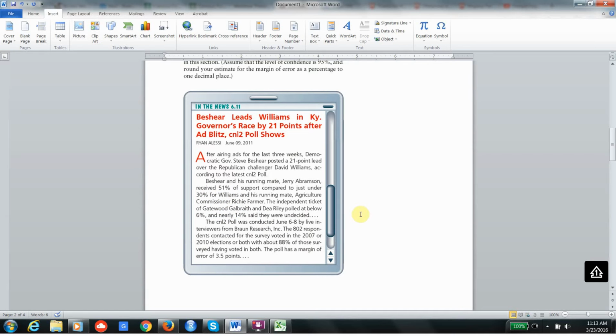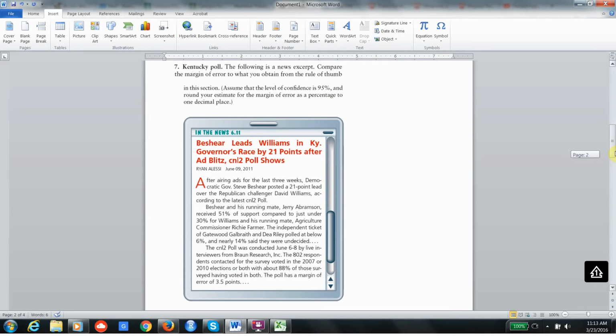The CNL2 poll was conducted on this date by live interviews, and this is what we're really interested in. Up to this point, we don't really care about the names. We just care about these 4 numbers, okay? But here we're interested in the 802 respondents conducted for the survey who voted in the 2007 or 2010 elections, or both, with about 88% of those surveyed having voted in both. The poll has a margin of error of 3.5%.